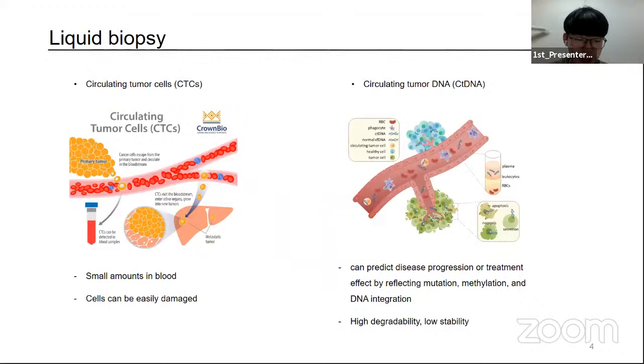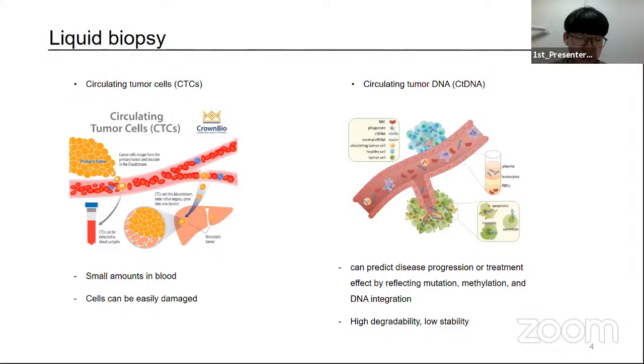For liquid biopsy, there are some biomarkers in our body. First of all, circulating tumor cells, CTCs. Tumor cells are shed from primary and metastatic tumor sites and travel through the bloodstream as single cells or clusters of tumor cells. Most patients with metastatic cancer have fewer than 10 CTCs in 1 milliliter of blood.